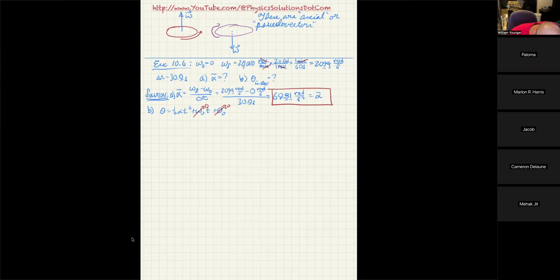So now I can go ahead and write theta is equal to 1/2 times 69.81 radians per second squared times (30.0 seconds) squared. And this is going to be 0.5 times 69.81 times 30 squared. And that's going to give me 31,415.